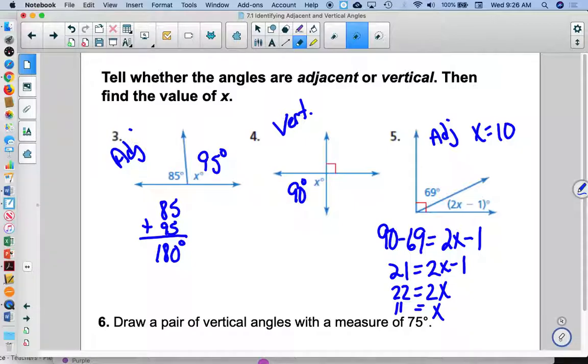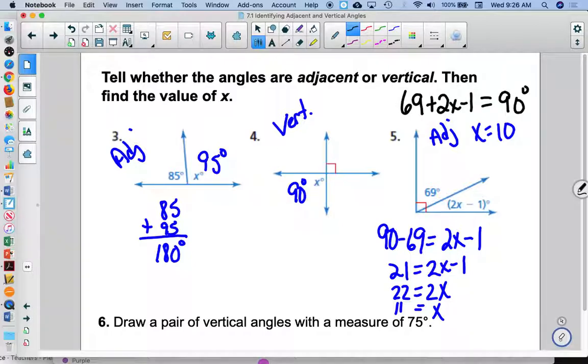Hang on a minute. Can we have our voices off for just a second? Olivia? So it's 90 degrees, and so 69 plus 2x minus 1, and then you subtract 68, which is 22, divided by 2 is 11. And that would be the other way to have solved it, the other equation. I agree. 69 plus 2x minus 1 would have to equal 90. So there's 2 possible equations.